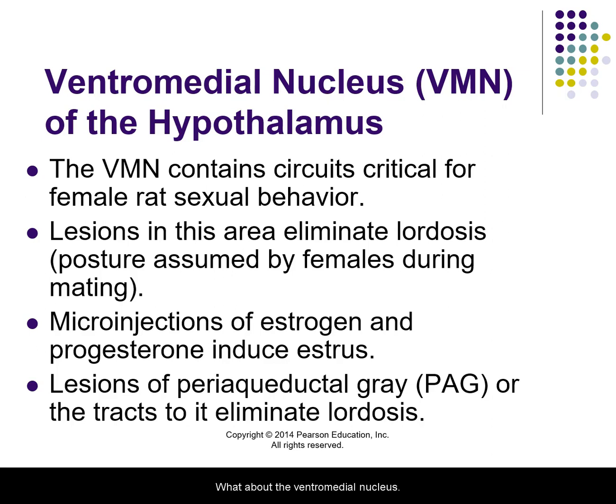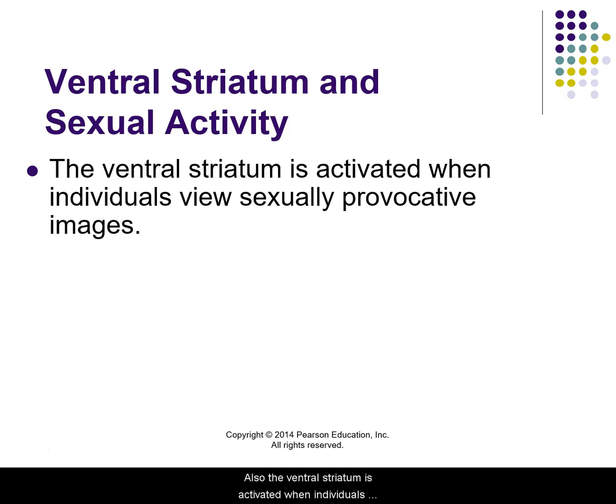What about the ventromedial nucleus? It contains circuits critical for female rat sexual behavior. Lesions in this area eliminate lordosis, which is the posture assumed by females during mating. Microinjections of estrogen and progesterone induce estrus. And lesions of the periaqueductal gray, or the tracts to it, eliminate lordosis. Remember, the only other thing that we talked about with periaqueductal gray was the analgesic effects of morphine and that kind of thing, and endorphins. So interesting that it comes up here also. Also, the ventral striatum is activated when individuals view sexually provocative images. So there's a component there.